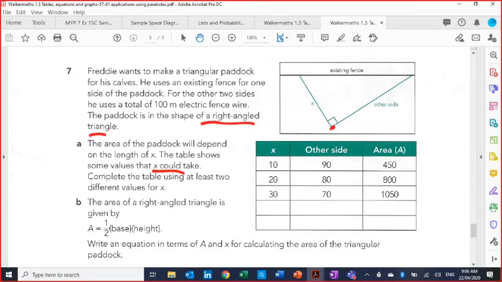So what's happening? The x values are going up by what? How many units? 10. And the other side, this side, it's not a y value because, right, it's just the other side, is going down. So as x goes up by 10, this one goes down by what? 10. So if I used 40, what would this become? 60. If I used 50, what would this become? 50.